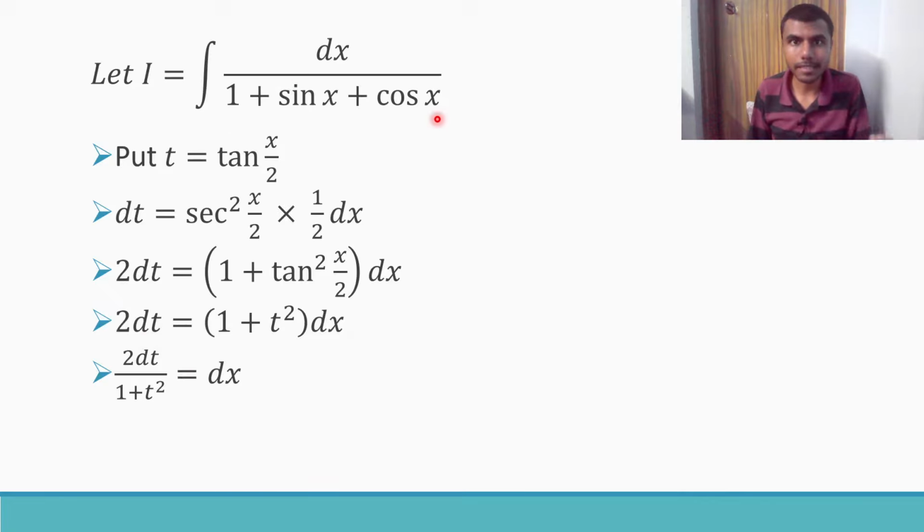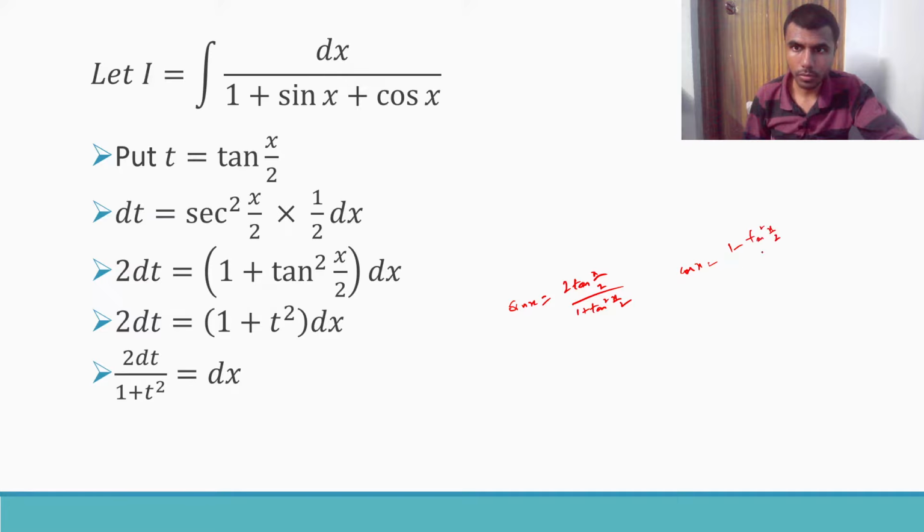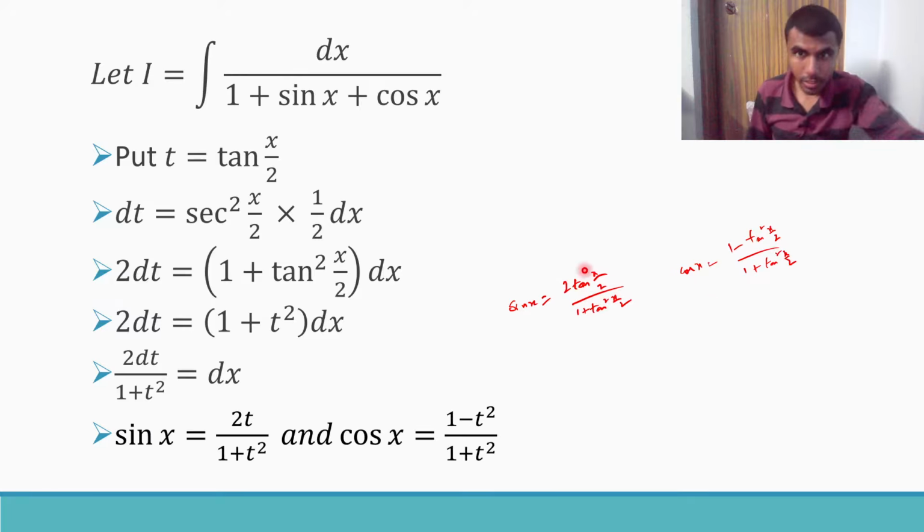Now what about sin x and cos x? See, from trigonometry we have this formula. Sin x is nothing but 2 tan x by 2 by 1 plus tan square x by 2, and cos x is nothing but 1 minus tan square x by 2 by 1 plus tan square x by 2. So in place of tan x by 2 you just need to put t. So sin x is nothing but 2t by 1 plus t square, and cos x is 1 minus t square by 1 plus t square.